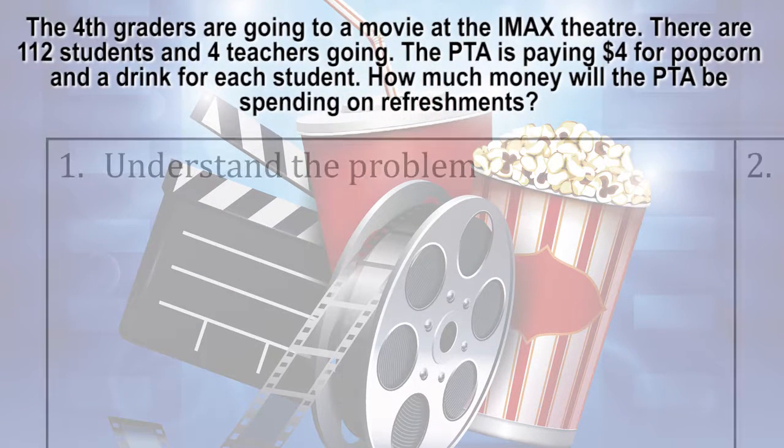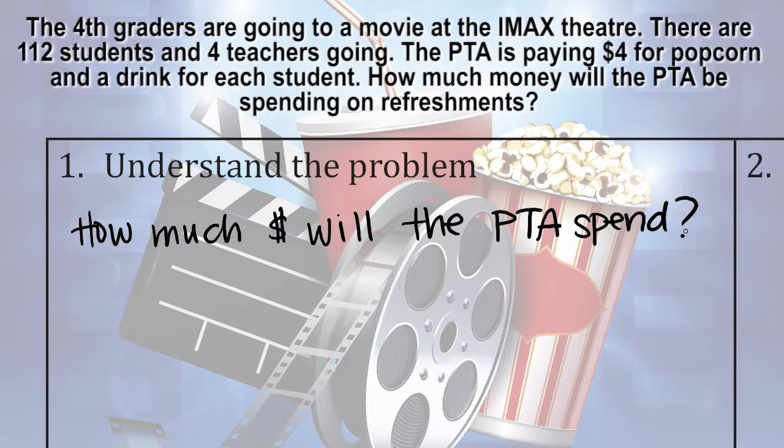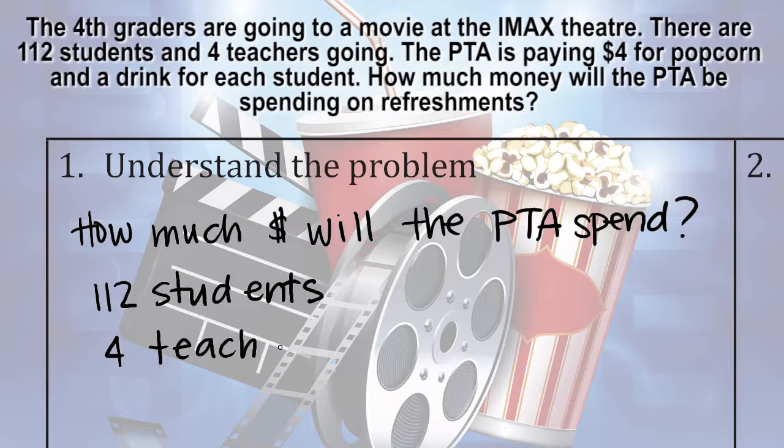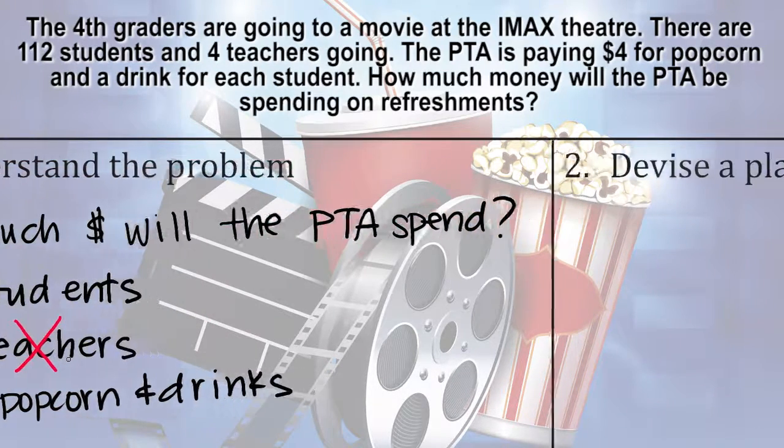Step 1. Understand the problem. What is the problem asking? How much money will the PTA be spending on popcorn and drinks for the students? What information is provided to help us solve the problem? There are 112 students and 4 teachers attending. Popcorn and drinks cost $4. Since the PTA is only paying for the students, we do not need to add in the 4 teachers. This is extra information.